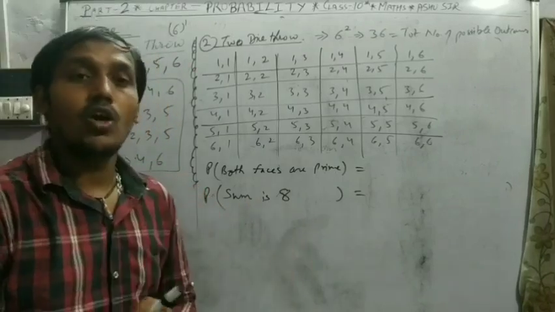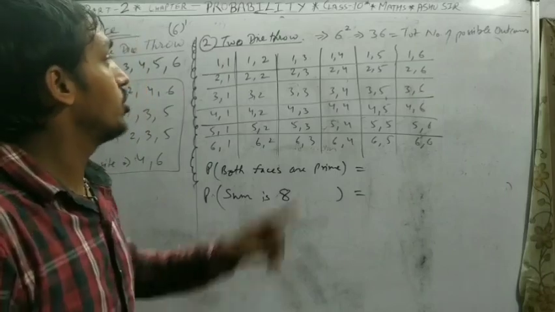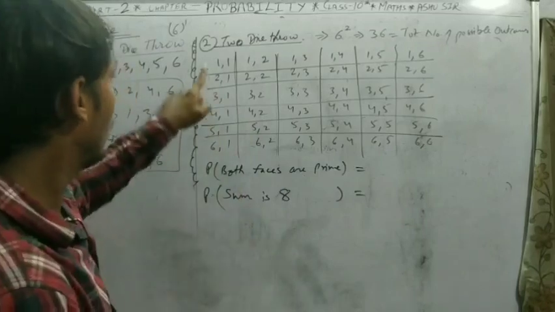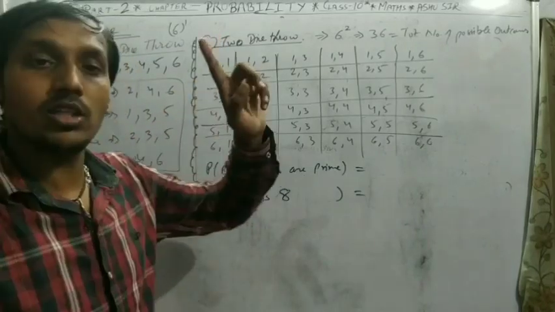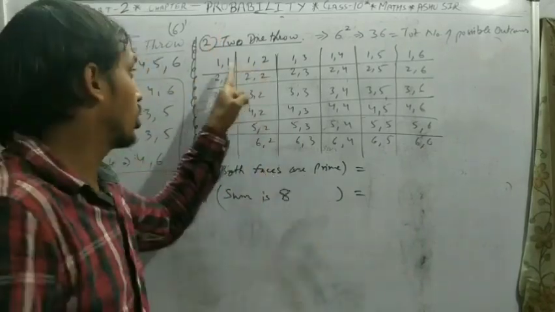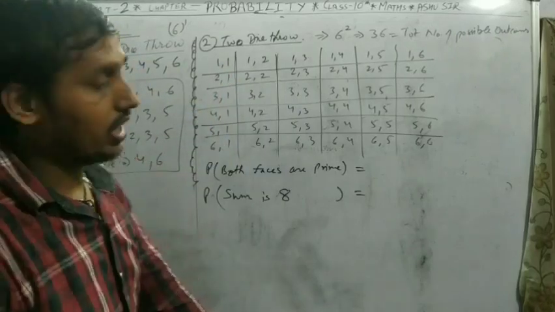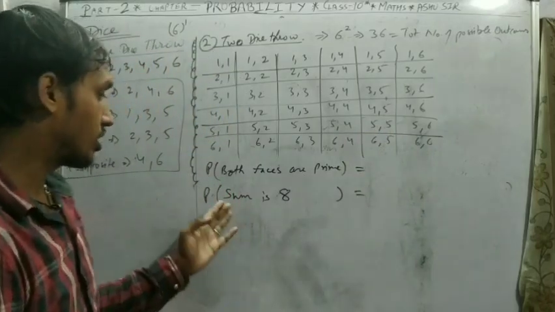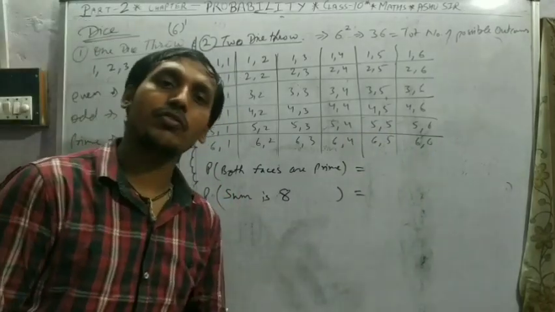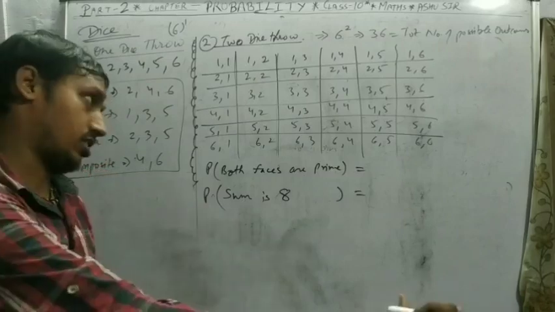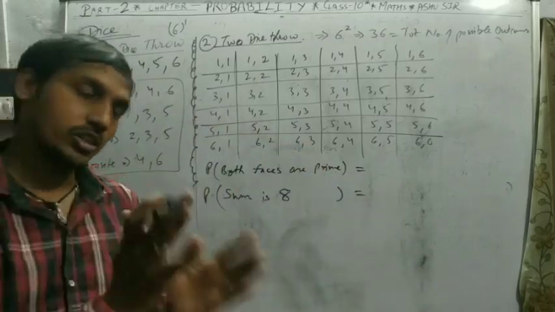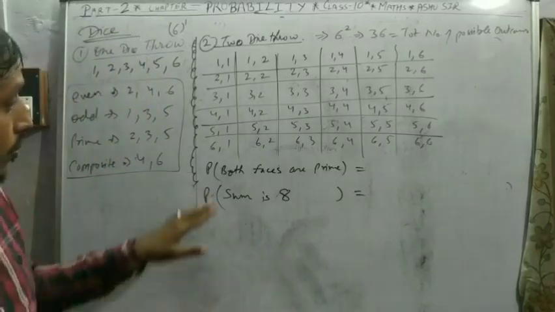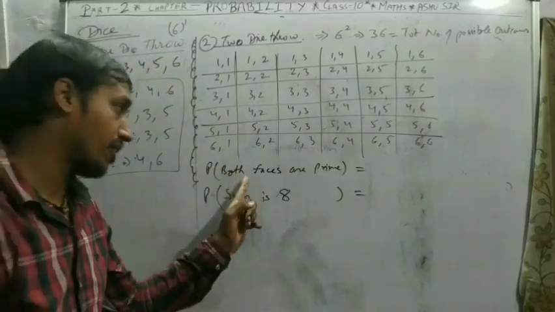If I ask what is the minimum sum when you throw 2 dice, you say 2, sir. Why? At least 1 comes on each dice, so the sum is 2. And the maximum sum is 6 plus 6, 12. So the sum is varying from 2 to 6. Sorry, from 2 to 12. So, the first question is from the faces.